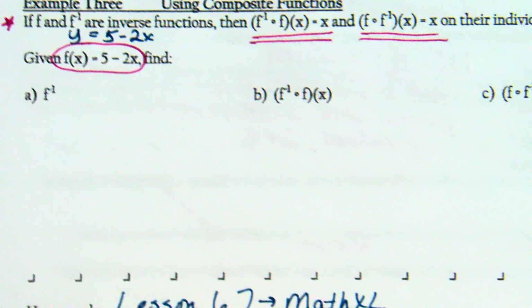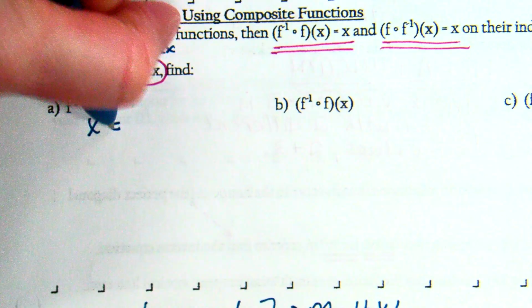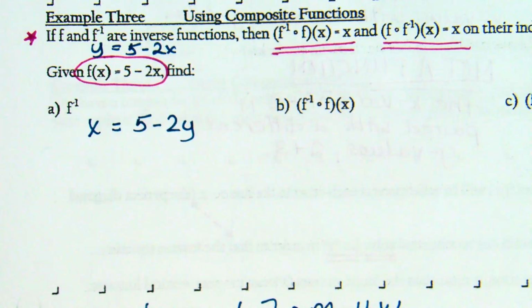Okay, so on part A, how do I find the inverse? Start by what? Taking x and y and switching. So instead of y equals, I'm going to say x equals. Instead of 5 minus 2x, I'm going to say 5 minus 2y. And now we need to solve for what? Y.